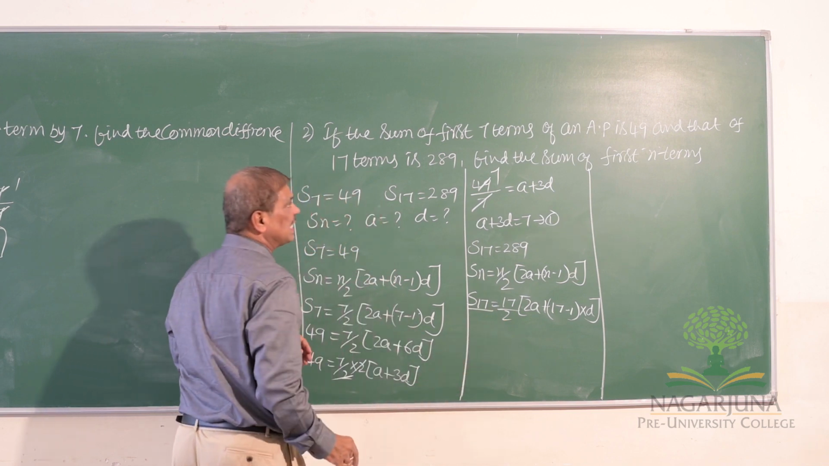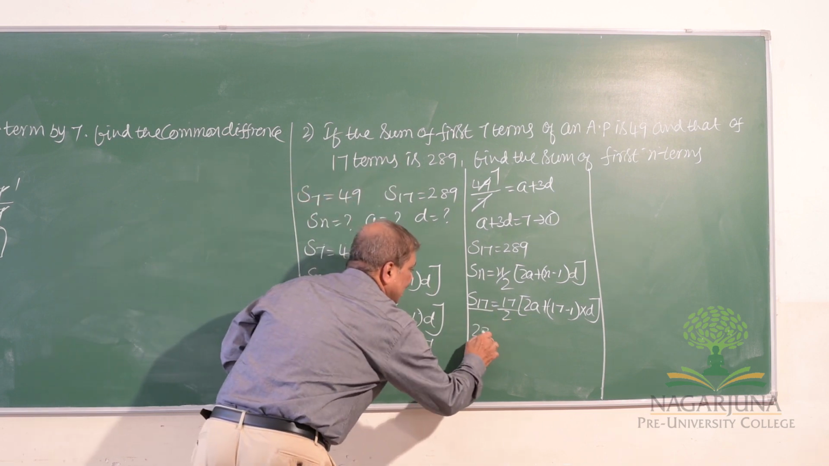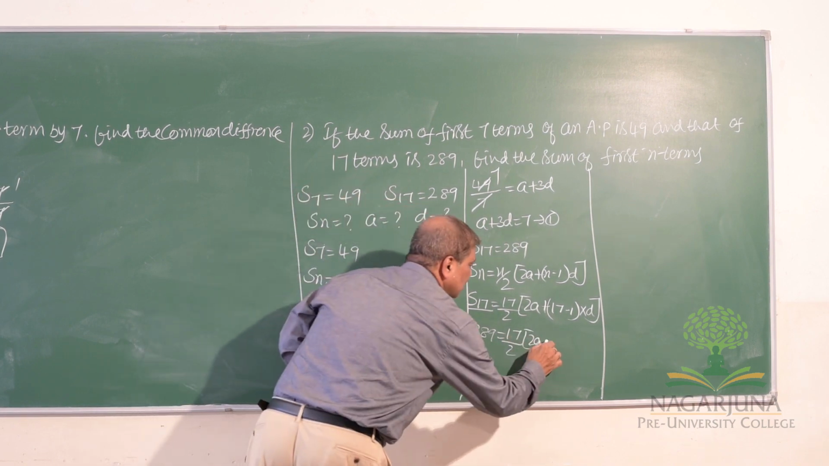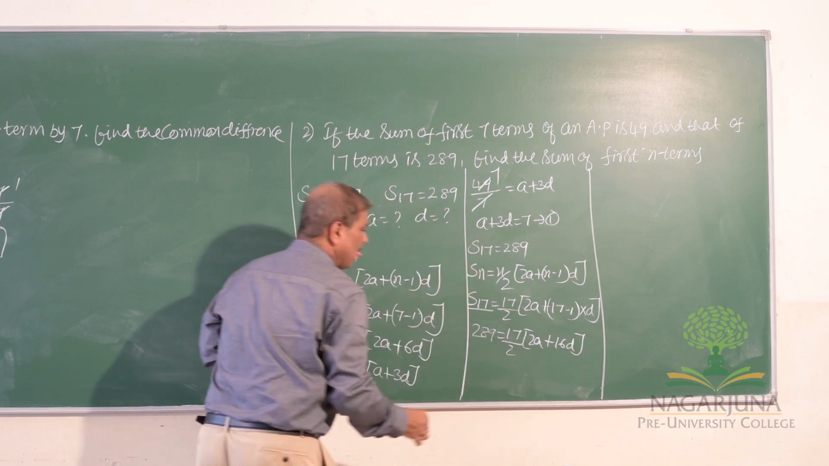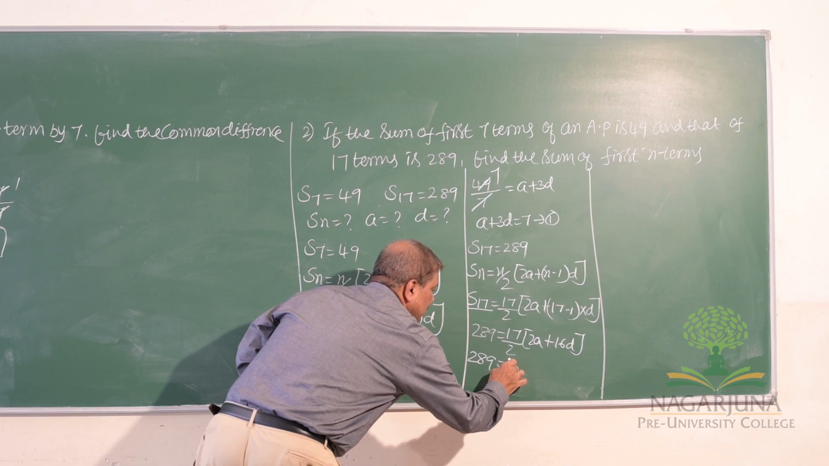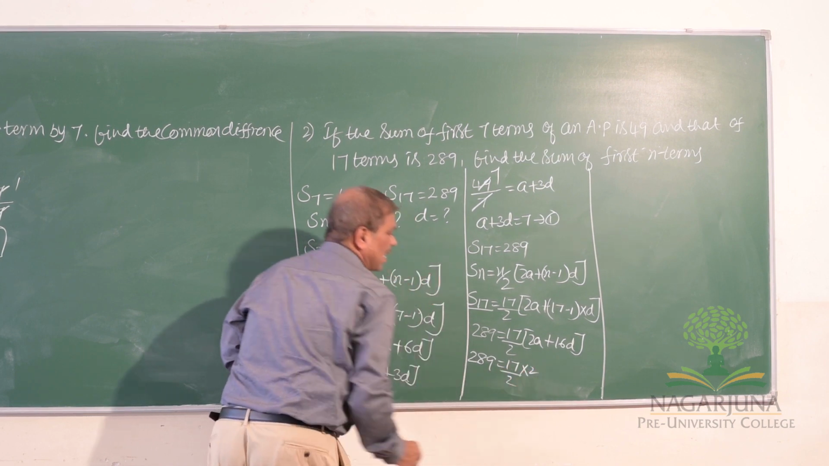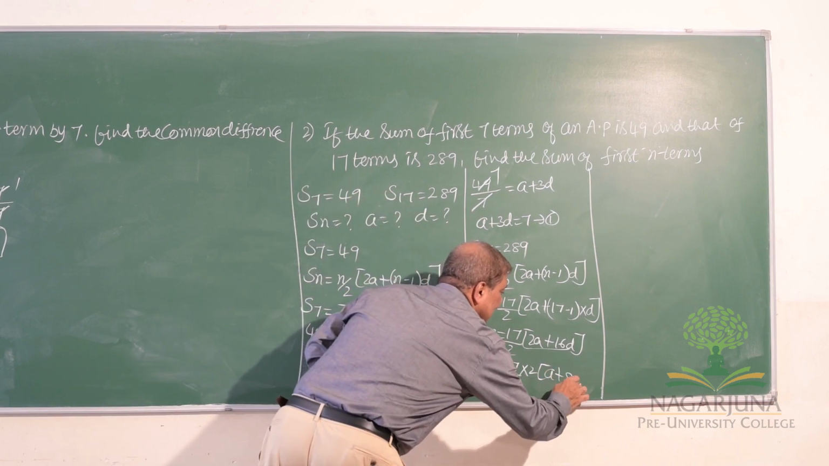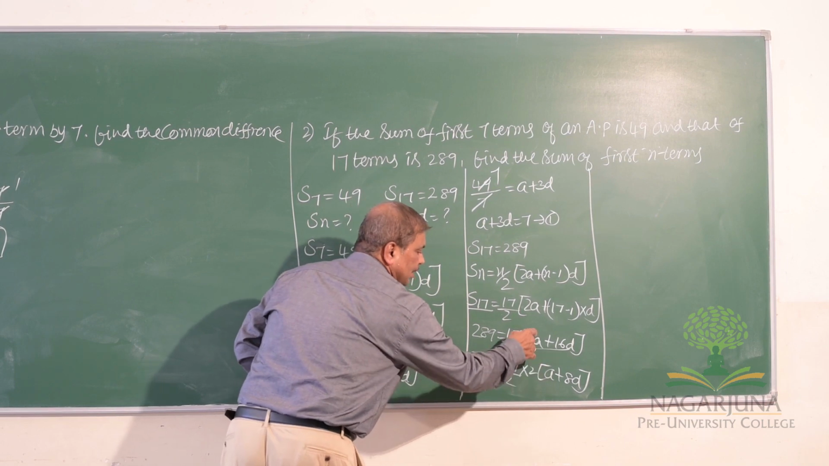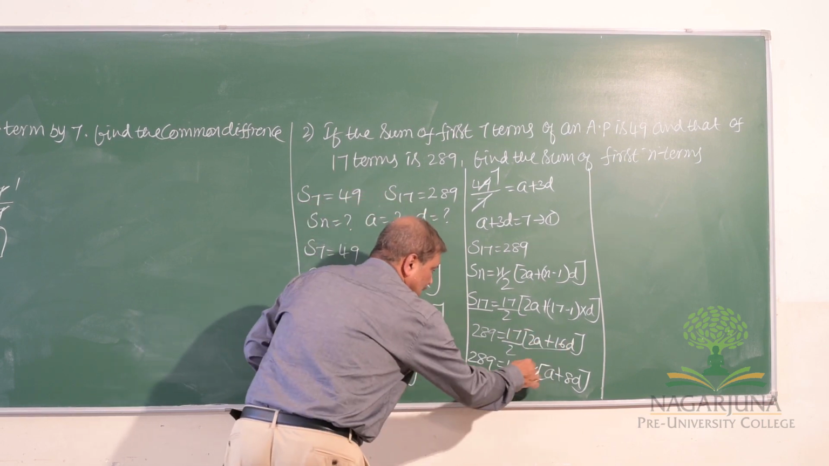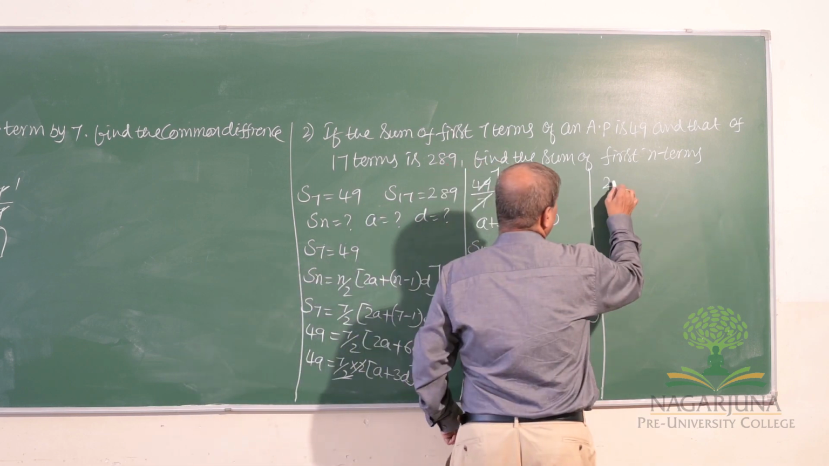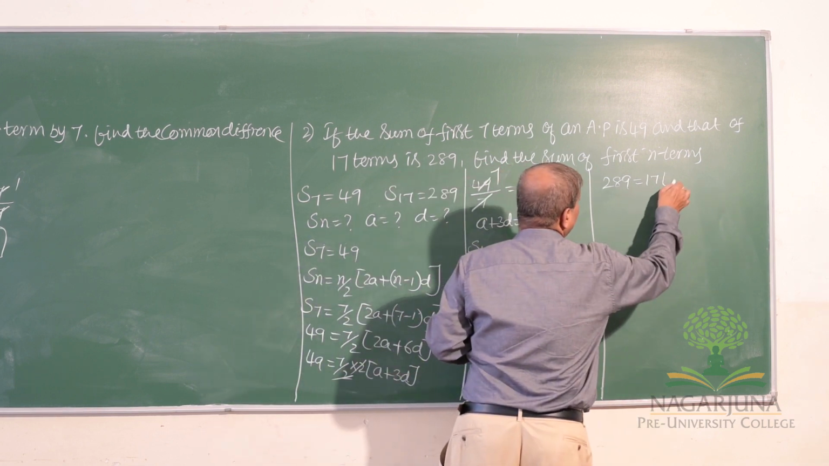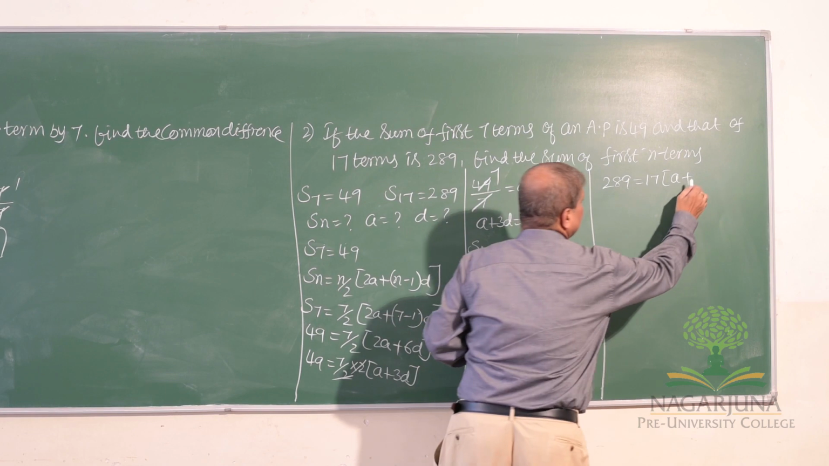So in place of S17 substitute the value 289 equals 17 by 2, 2a plus 17 minus 1 is nothing but 16d. So 289 equals 17 by 2 into 2, take the common factor in this bracket. If you take 2 common, a plus 8d is remaining. 2 into a is 2a, 2 eights are 16, and the 2 cancels. Next step: 289 equals 17 into a plus 8d.